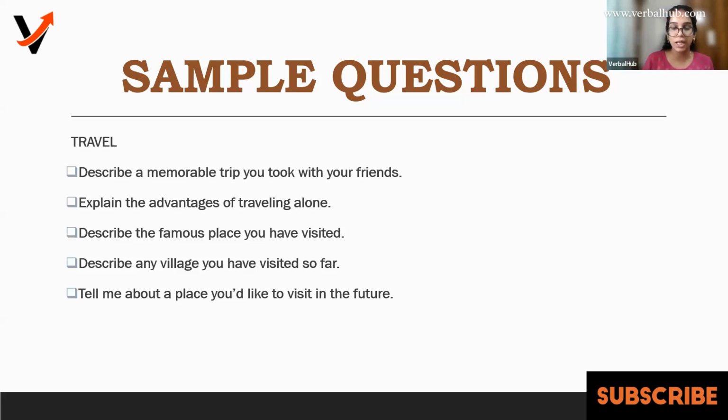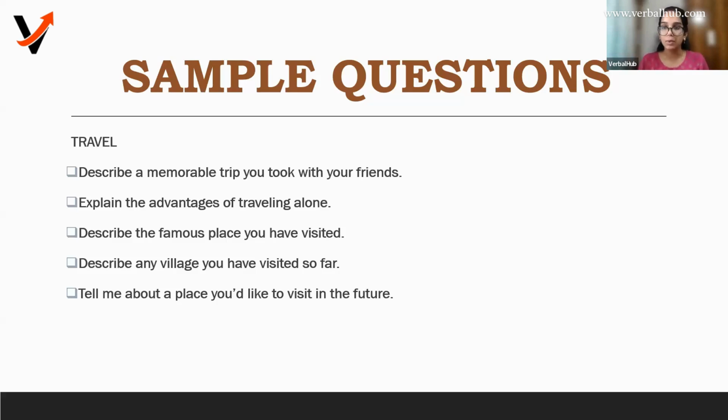So the keyword is village. And now you frame the sequence of the bullet points, like what, when, where, how, why. These are the bullet points. So here you can take which village you have visited, when you visited it, with whom you visited, how this village looks, and how you felt after visiting this village. So overall, you have to describe a village.